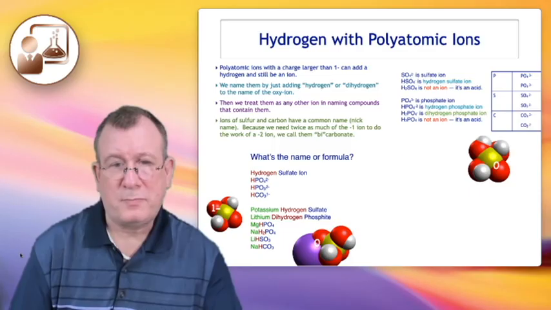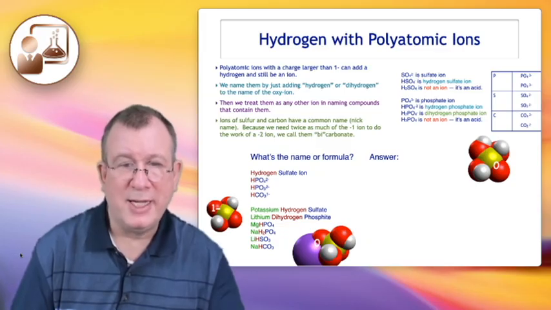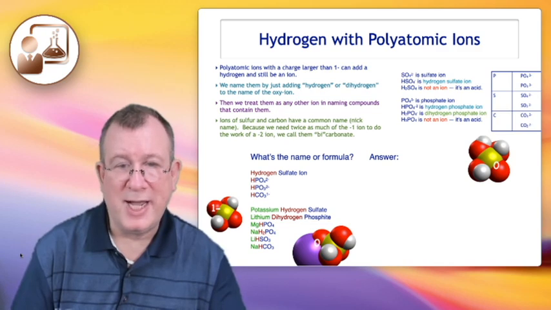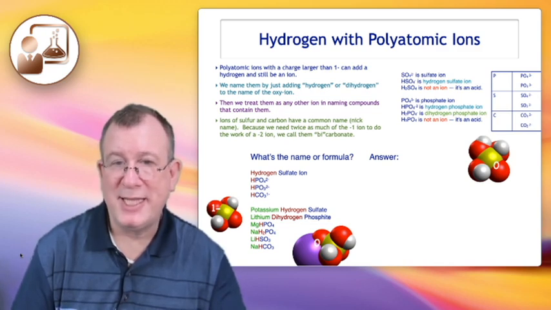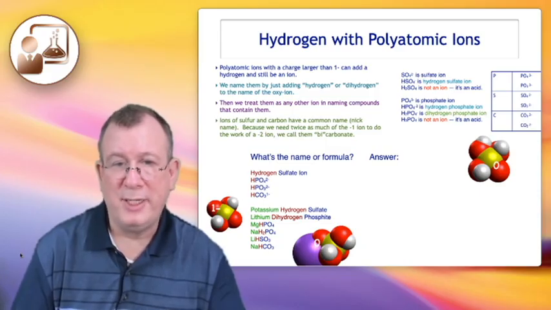All right. So we can make compounds from these hydrogen polyatomic ions too. If I want to write the formula for the hydrogen sulfate ion, I just slap H plus on the sulfate ion. Sulfate ion is SO4 2 minus. Slap an H plus on it, and it is HSO4 1 minus.